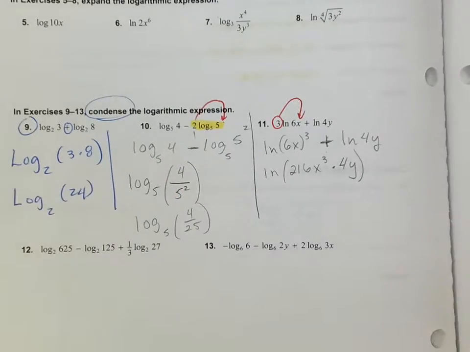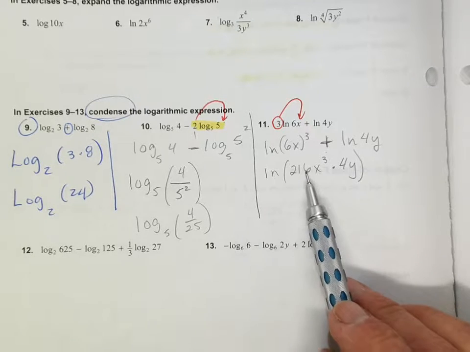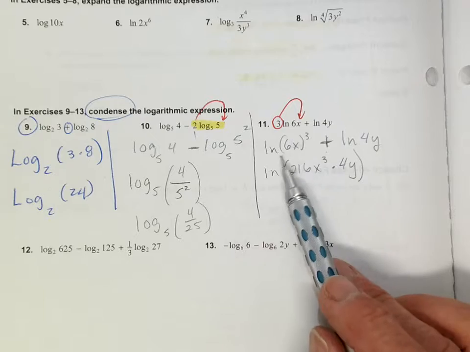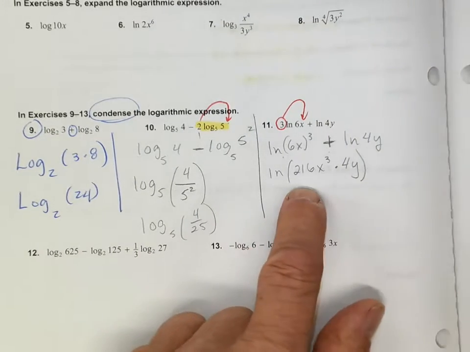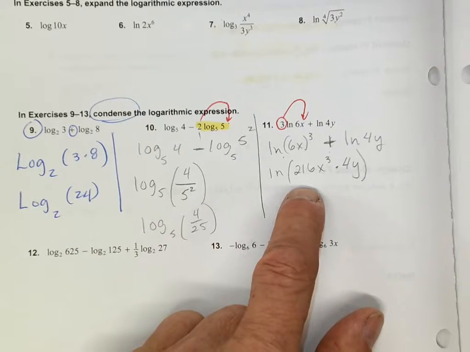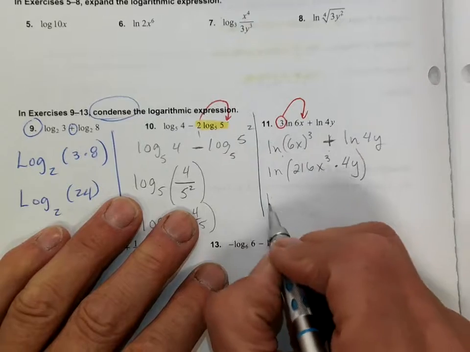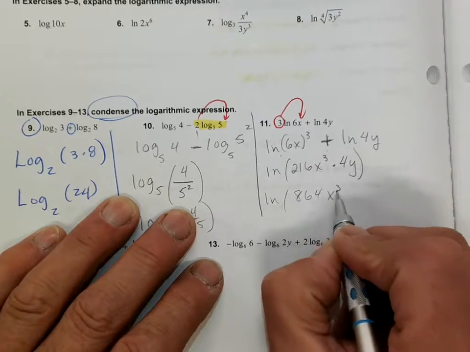Where did the 216 come from? Oh, it's cubed. I thought you said squared. 6 times 6 times 6. Okay, now, am I done? Well, I don't know. What's 216 times 4? It's 864. So how about ln of 864 x cubed y.